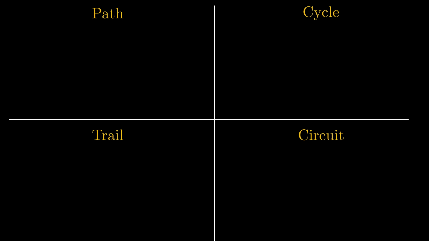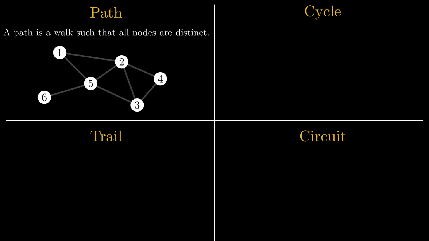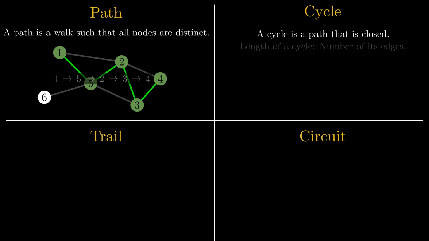Fundamental definitions in graph theory are definitions of a path, a cycle, a trail, a circuit, an Euler trail, and an Euler circuit. Many people get confused here, therefore it is very important to consider these definitions very clearly. Starting with a path: a path is a walk in a graph such that all visited nodes in the walk are distinct. So in the general definition of a path, it is not allowed to use nodes more than once. A cycle is a path that is closed, meaning it starts and stops at the same node. Furthermore, the length of a cycle is given by the number of used edges in the cycle.